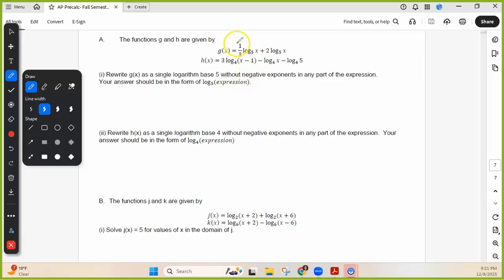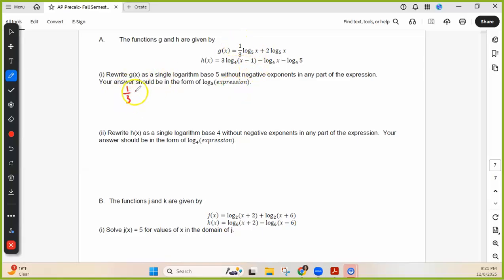Got it. So I got 1/3 log base 5 of x plus 2 log base 5 of x. I want to condense it. That's pretty much what I'm doing. I'm going to take this 1/3, any coefficient, and put it as an exponent. We piggyback write it. Then we got log base 5 of x to the 1/3 plus log base 5 of x to the what? Square, because that 2 piggyback writes as an exponent.